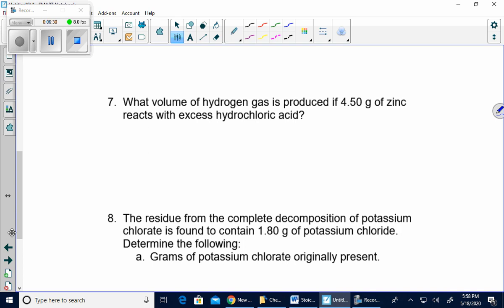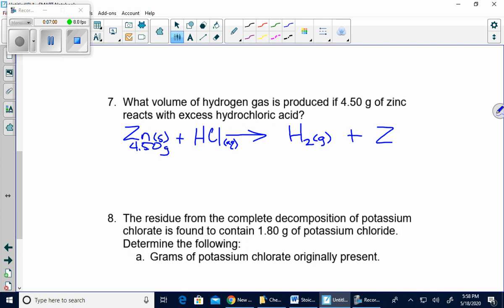All right. What volume of hydrogen gas is produced? Okay, so I know I'm getting hydrogen gas as a product. If 4.5 grams of zinc, okay, zinc is a solid, 4.5 grams of it, excess hydrochloric acid. Okay, now my other product here will be zinc chloride. That's aqueous. Chlorides are aqueous. So I need to balance this. And it's balanced.